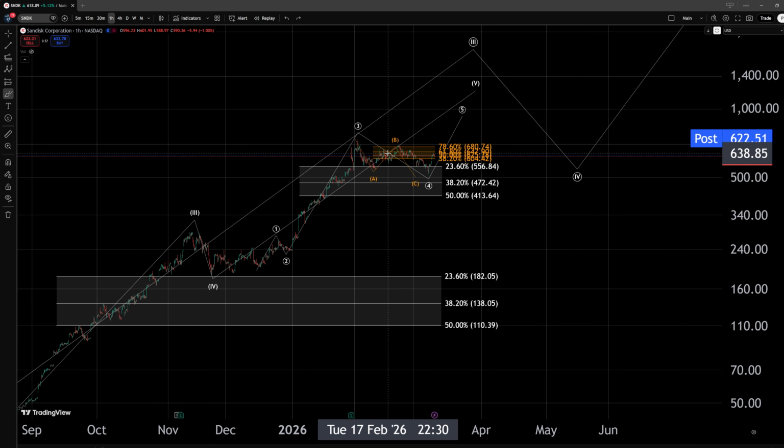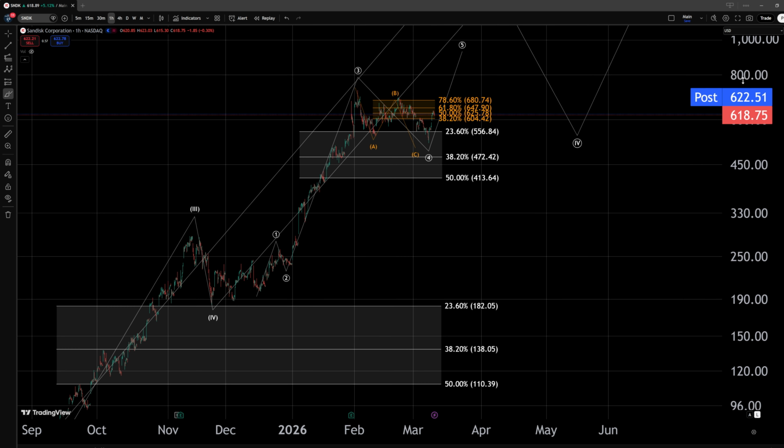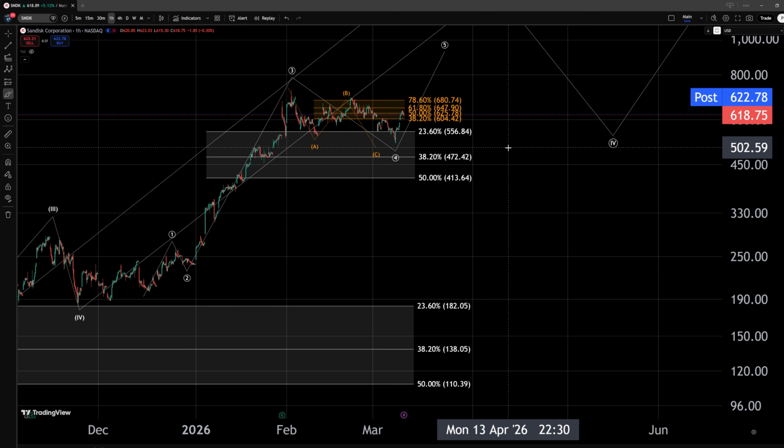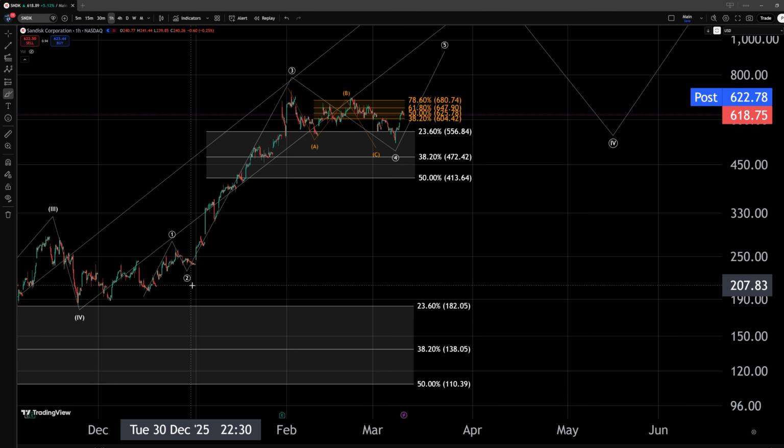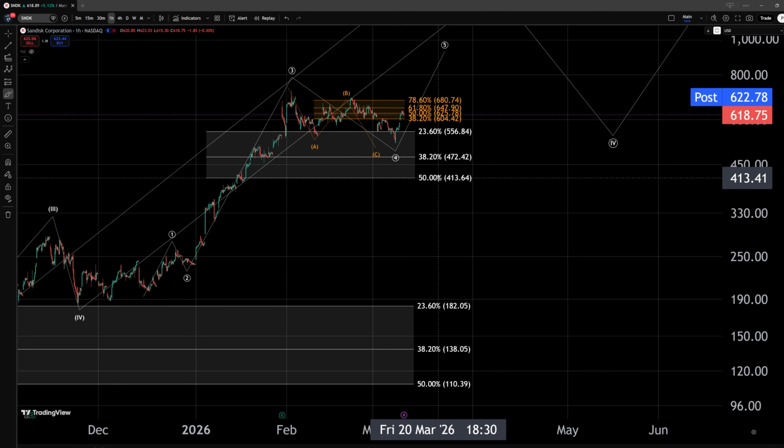Now, within this area, in this wave 4, in the previous video, we did provide this support zone at the levels between $557 down to $413. We can allow even a deeper retracement in the case of a diagonal structure, but this doesn't seem necessary in the case of this very bullish chart.